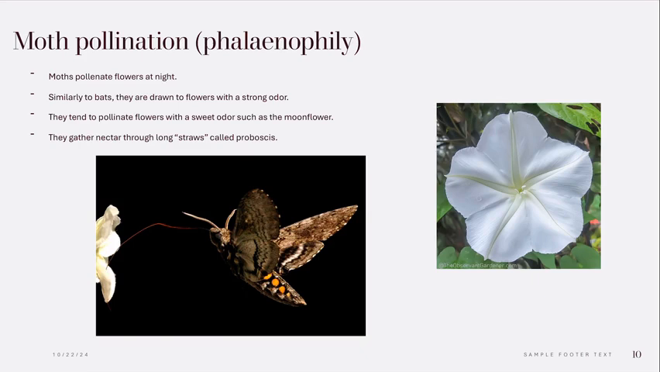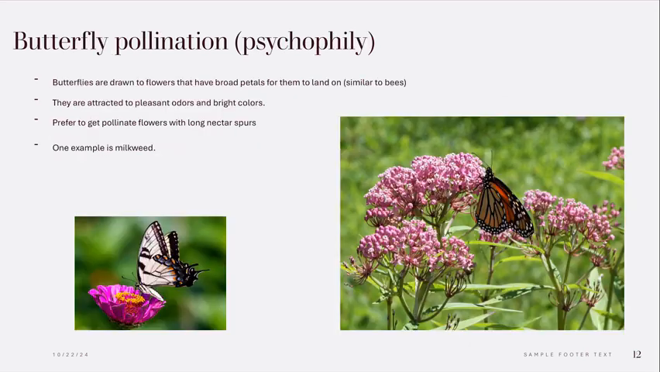And then we have butterfly pollination. Butterflies, similarly to bees, are drawn to flowers that have broad petals so they can land on them. Butterflies are also attracted to pleasant odors and bright colors, such as in the two flowers below. They're also attracted to flowers with long nectar spurs, which are just little tubes that they can gather the nectar from. One example is milkweed, which is shown in the picture to the right.